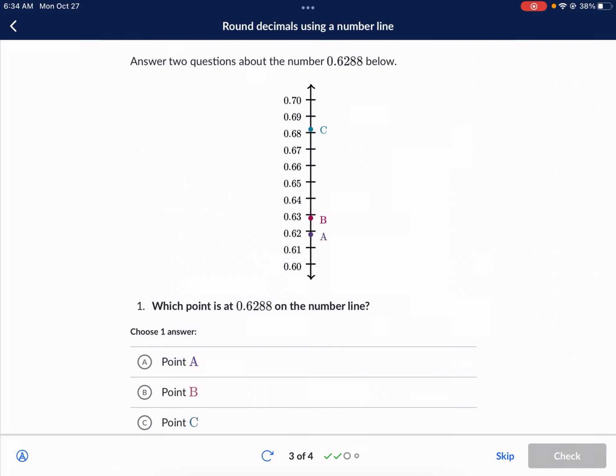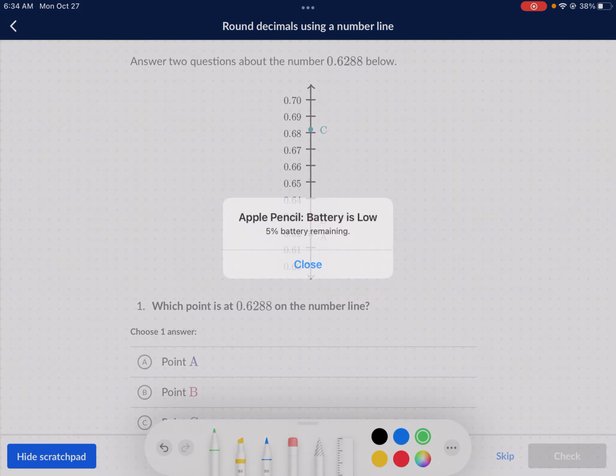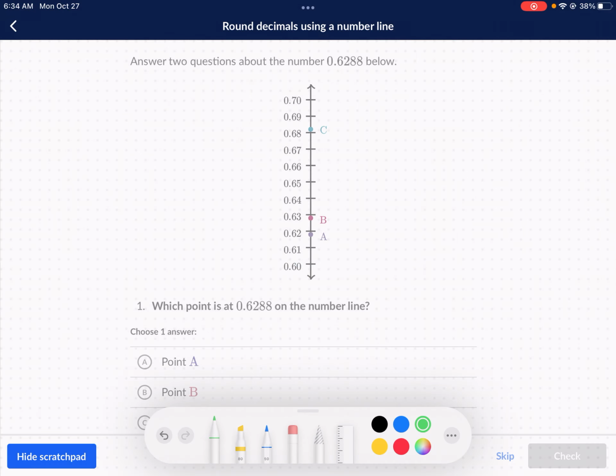Okay, now I think those are the only two types of questions we're going to have here. So we're going to look for this number. It's written, I'm almost out of battery, that's okay. This is written to the 10,000ths, but I only need to answer to the hundredths, right? So which number is it closest to?